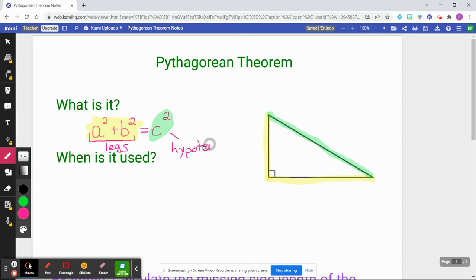So we use this theorem when we know two sides of our triangle and we need to figure out what the third side is. So keep in mind, it must be a right triangle. So you know for a certain fact that you're looking at a right triangle because you see that right angle symbol in there. So Pythagorean theorem is only going to work on right triangles. If you do not have a right triangle, you may not use this formula.